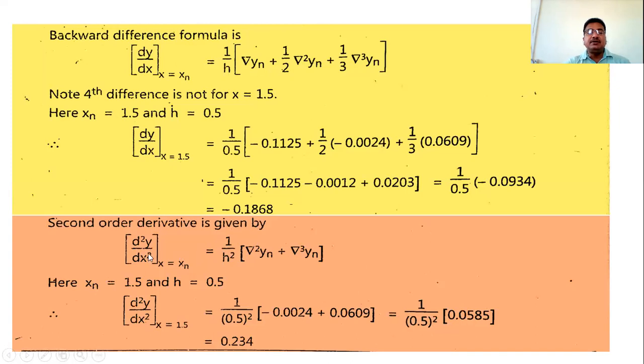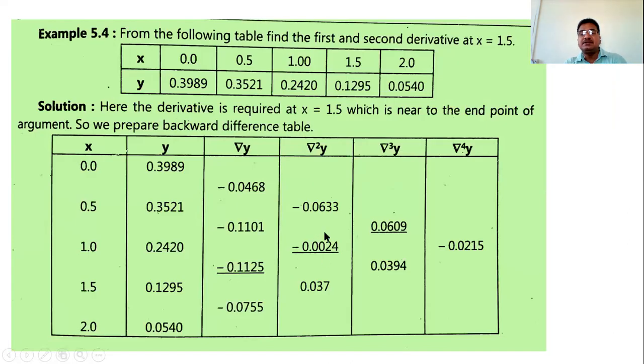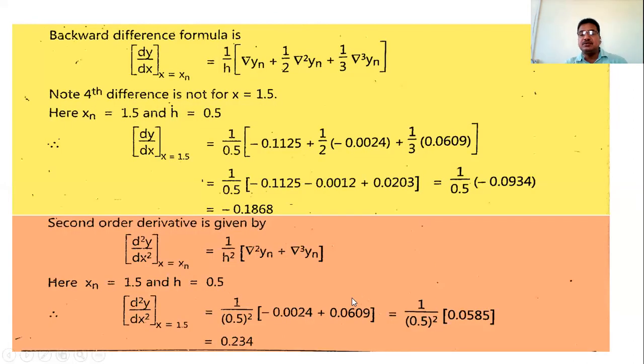Similarly, for the second order derivative, write the formula to find the second order derivative at the last point, and it is 1 by h square del square yn plus del cube yn. No need to write the further terms because del raised to 4 yn, del raised to 5 yn are all 0. Then x is 1.5, h is again 0.5, and then substitute the values. And what is del square yn? This is del square yn, because this is considered as the last point, and this is del cube yn. So substituting del square yn and del cube yn, we get the answer 0.234.